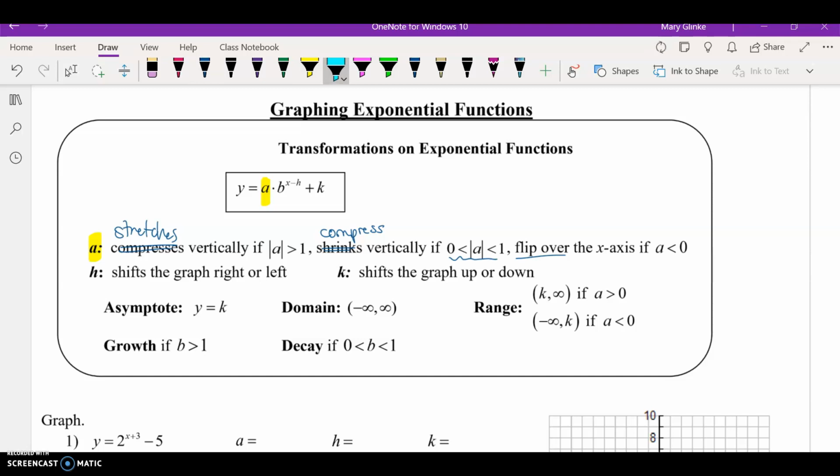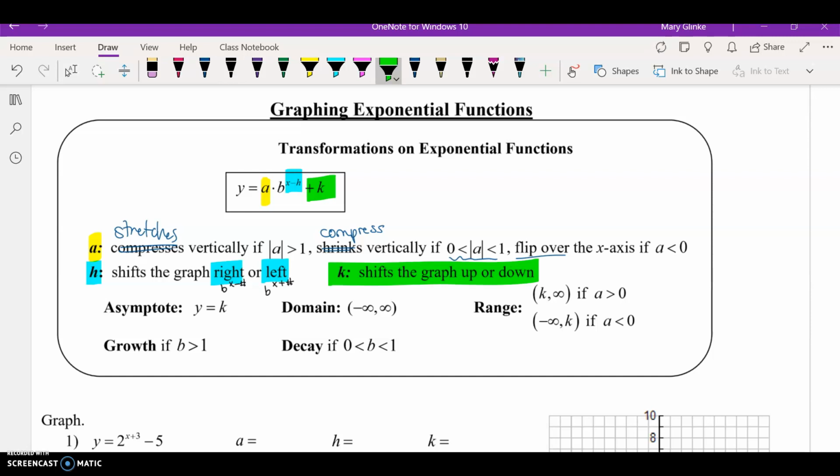The H value is up with the X here. So it's a little bit different than the ones we've done in the past, but it is still with the X. It's going to move right and left, and it's always going to be the opposite of what you think it should. So if it's X minus a number, it moves right. And if it's X plus a number, it moves left.